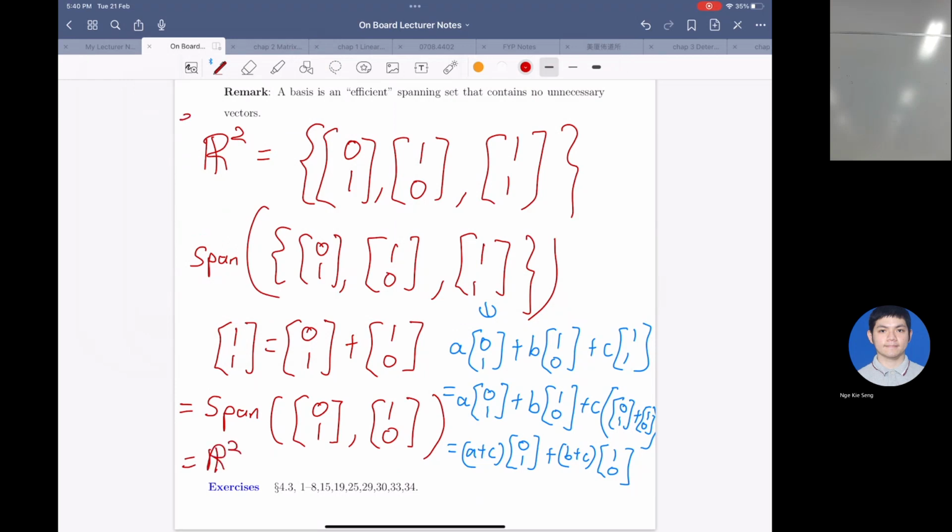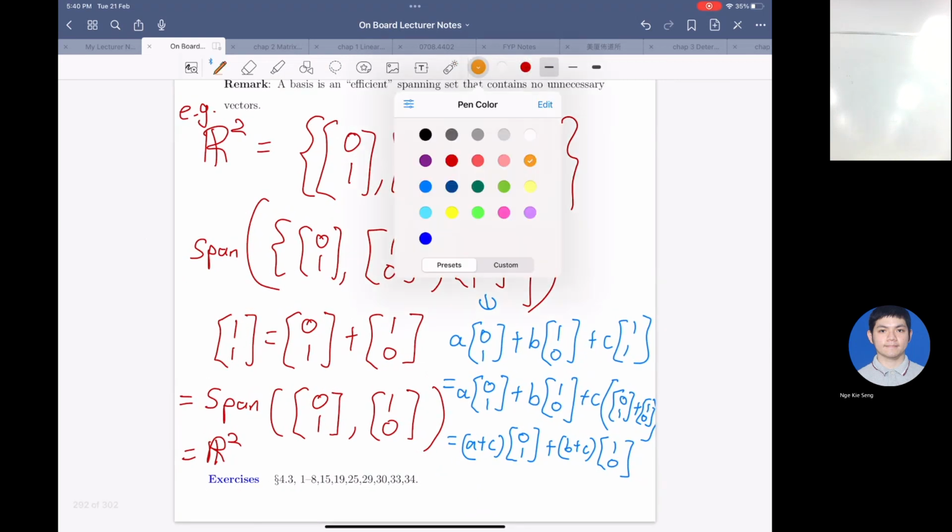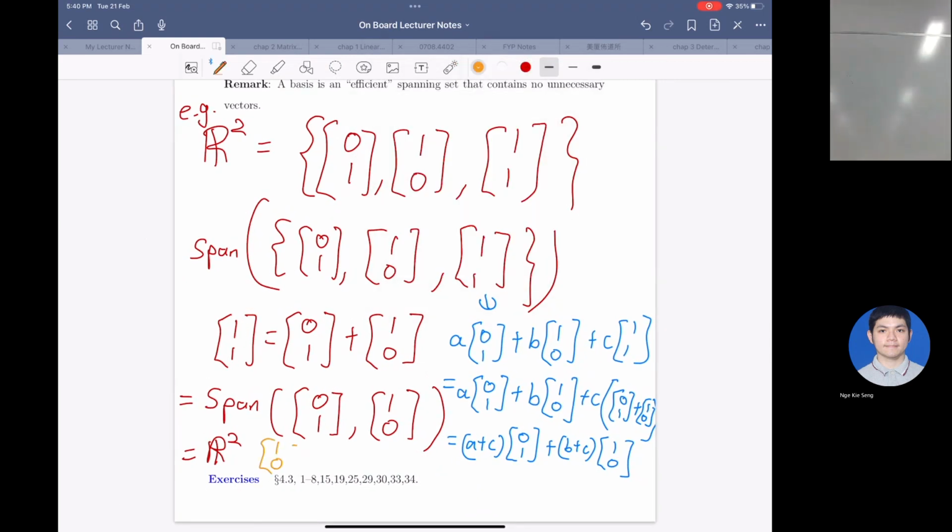Using this example here, this is the standard basis of R2. So there are two of them. They span R2, and then we check spanning and linear independence. You should check the matrix formed by these two vectors. Okay, let me write something down.